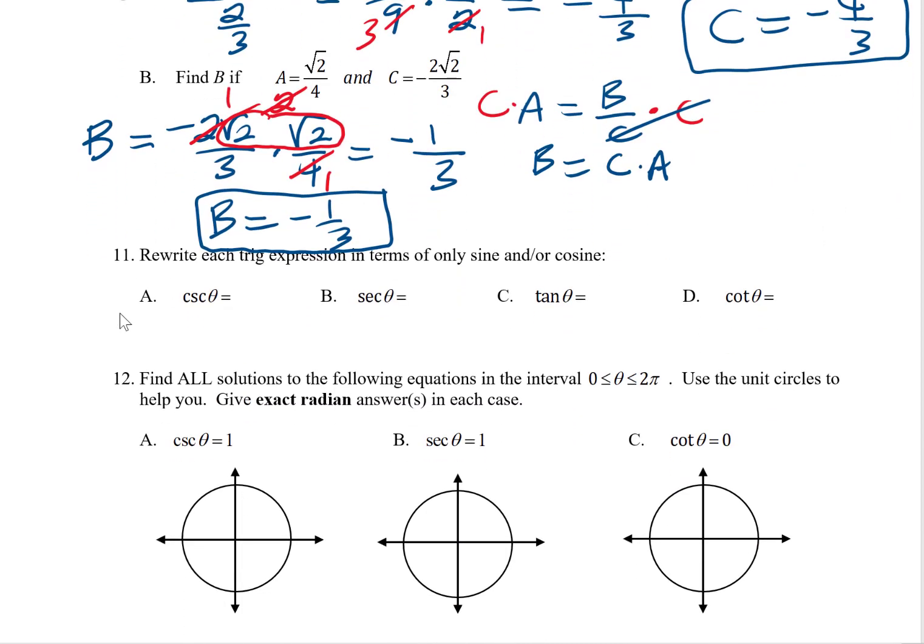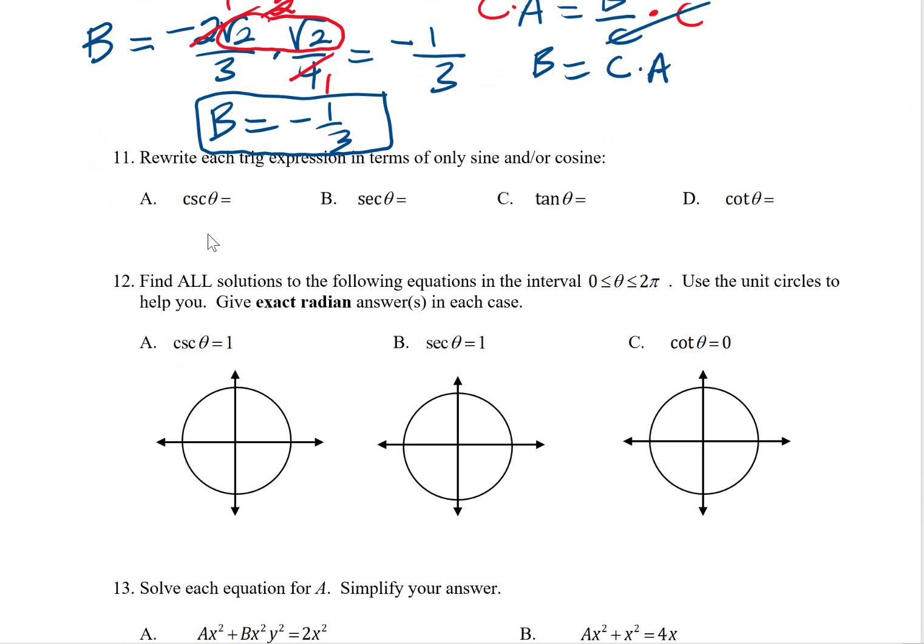Problem number 11 says to rewrite each of these trig expressions using only sine or cosine. When I see cosecant, I think, well, that's easy. That's just the reciprocal of the sine function. So cosecant theta is 1 over sine theta. Similarly, secant theta is just 1 over cosine theta. Notice I'm really just using reciprocal identities to do that.